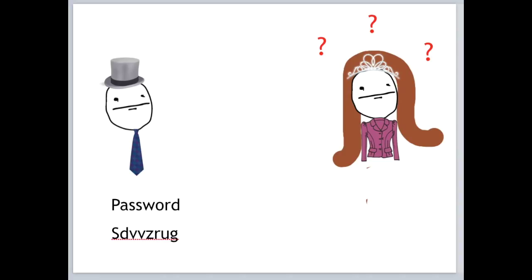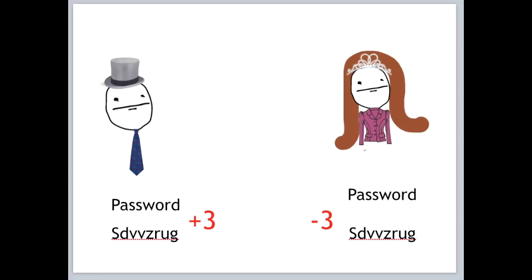Unfortunately, when Alice receives the text SDVVZRUG, she says, "What's that?" She needs to know what Bob did to the word in order to be able to reverse the math. So what did Bob do? He took the word password, and he simply shifted the letters along by 3. And so a P became a Q, R, S. And an A became a B, C, D. And so on. He's simply shifting it along by 3.